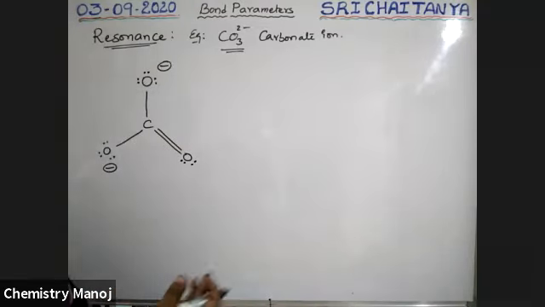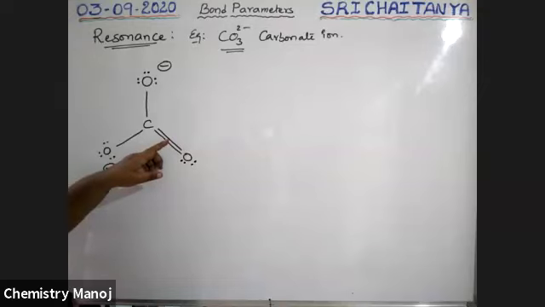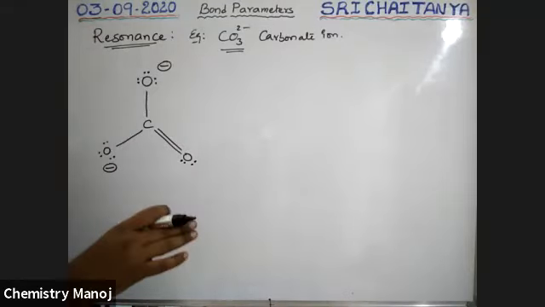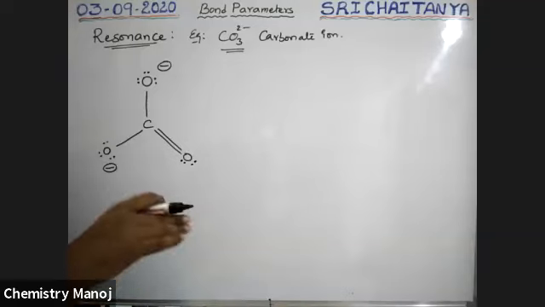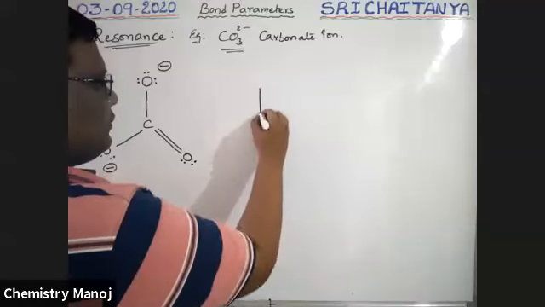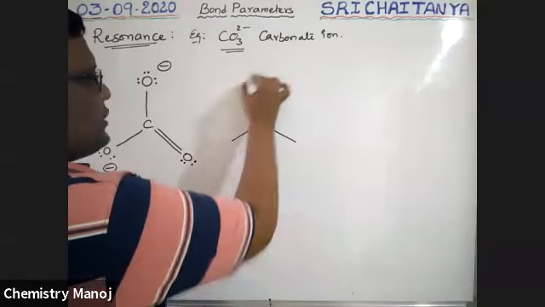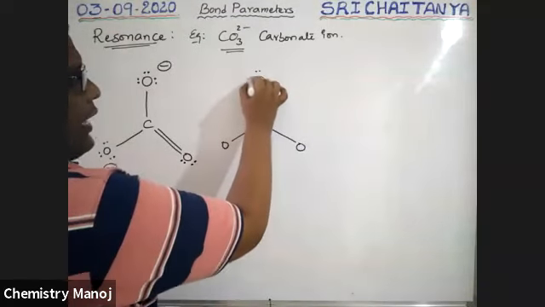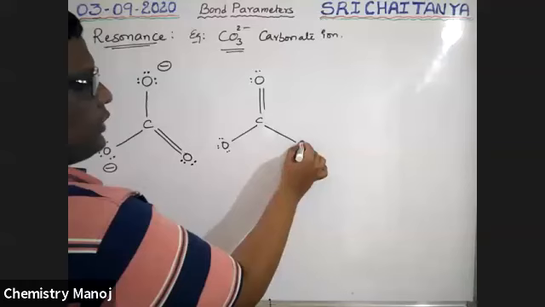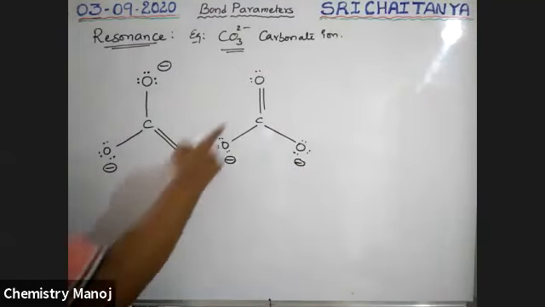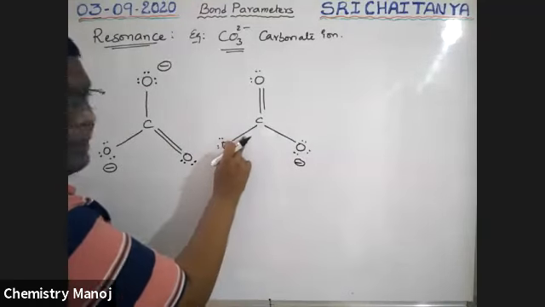Someone asked me, sir, why do you draw the pi bond here and not here? Yes, I can draw the pi bond there also; that is also possible. So replacing the pi bond placement gives different structures. See here: oxygen, oxygen, oxygen. Now I am writing the pi bond here. This has 2 lone pairs, the remaining 2 have 3 lone pairs, and these have minus charges.